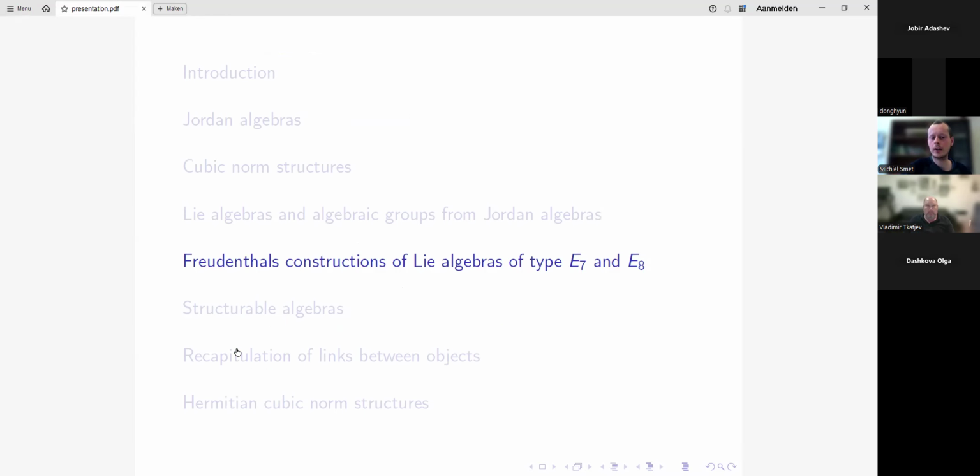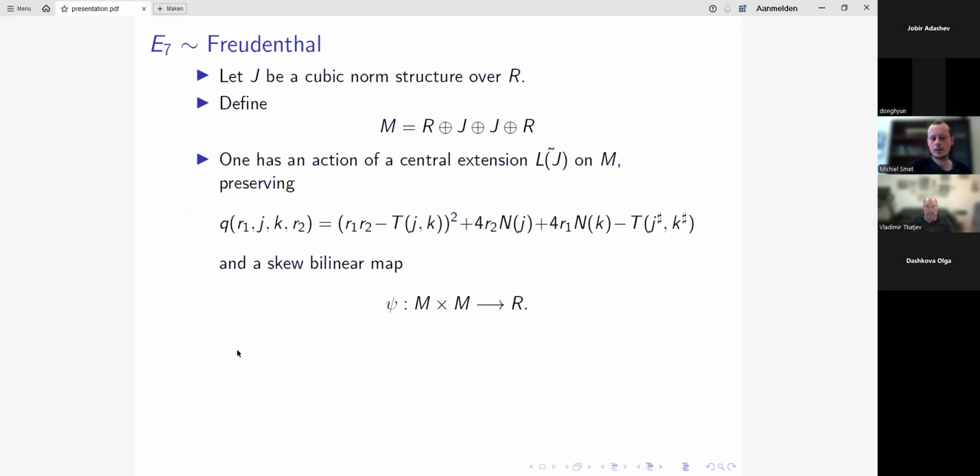Okay, so now we can come back to Freudenthal's construction of certain Lie algebras. So you start from a cubic norm structure. I will give a slightly more general version of Freudenthal's construction. You start from a cubic norm structure and define a certain module M, which is a direct sum of copies of R, your base ring, and your cubic norm structure J.